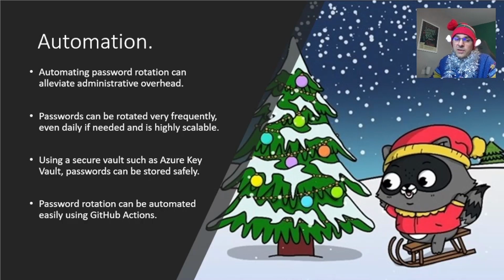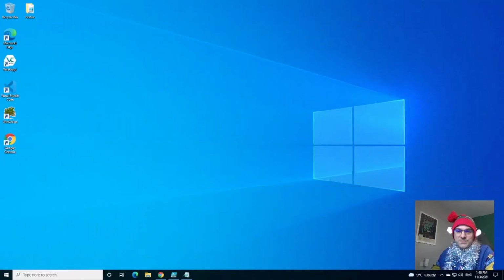Password rotation can also be automated really easily using GitHub Actions, and I'm going to show you exactly how to do that today. So without further ado, let's jump straight into the demo. Over here, I've got a virtual machine, and I'm going to talk through how I'm going to set up my automation. For this demo, we're going to set up a key vault, and we are going to create a GitHub action that is going to automatically rotate our local administrator password for all our servers that we have in Azure.